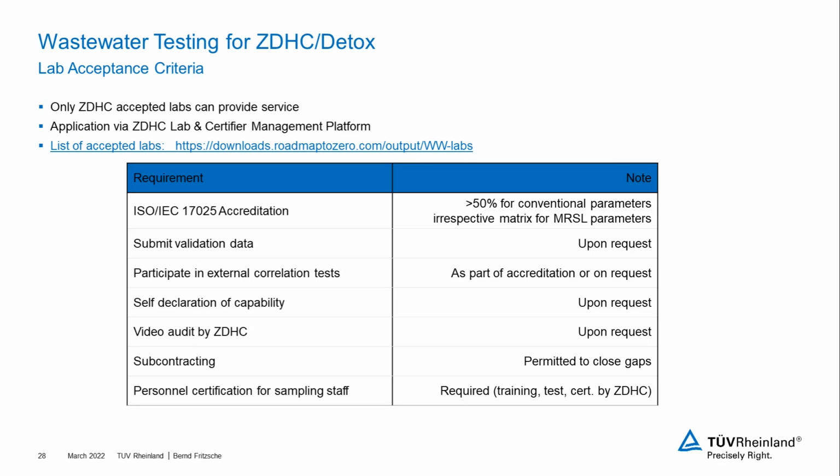To go through the lab acceptance process, ZDHC has set up the Lab and Certifier platform. This is an online platform where all documents can be uploaded electronically, and also the communication to achieve final agreement on everything goes online through this platform. Several of our labs have already completed this step. They are now successfully offering services to our clients to help them become a green and sustainable textile producer.